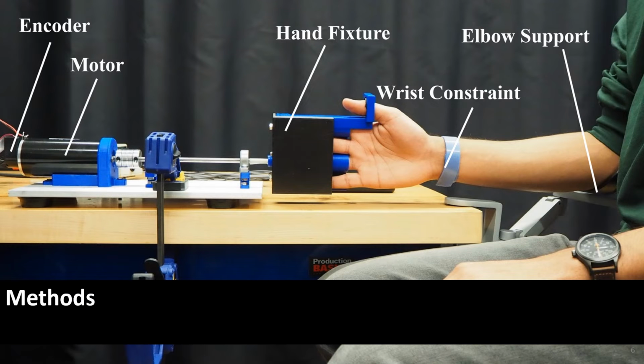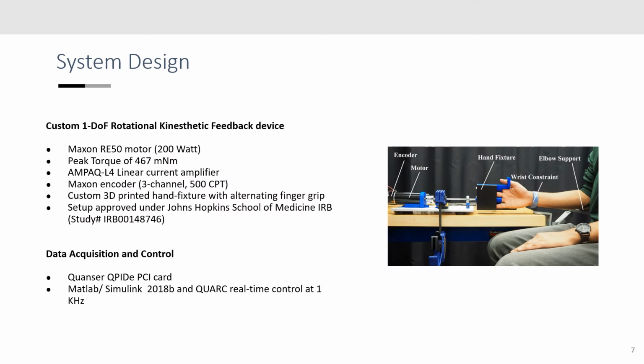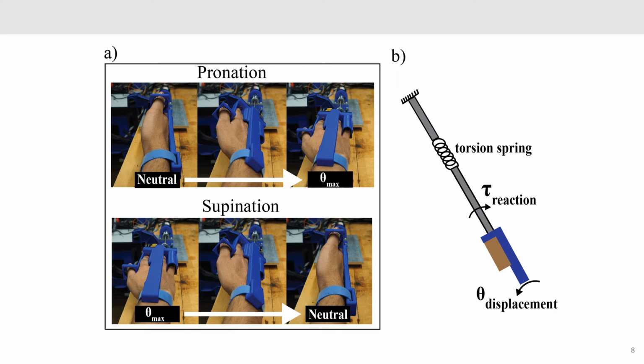We used a custom single degree of freedom direct drive rotary haptic feedback device that uses a Maxon RE50 motor to provide the haptic feedback and a 500 counts per turn encoder to monitor the angular displacement. The participants can feel the virtual torsion springs by pronating and supinating their wrist.